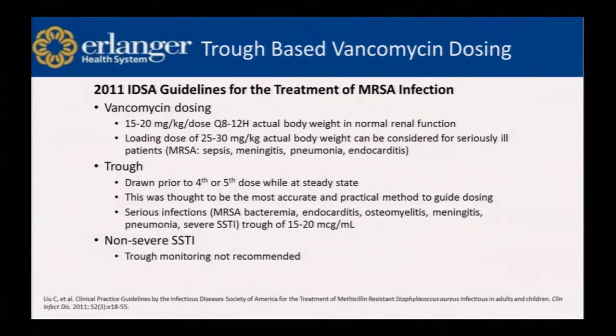The 2011 guidelines recommended drawing a trough at steady state, so prior to the 4th or 5th dose, and this recommendation was based on the fact that this was going to achieve an AUC to MIC greater than 400, which we know is the best clinical predictor for efficacy against MRSA. And to target that, trough goals were 15 to 20. And just as an aside, for non-severe skin and soft tissue infections, trough monitoring is not recommended.